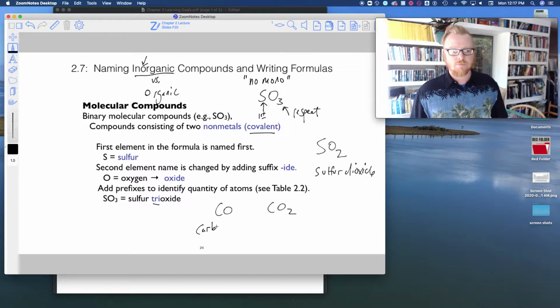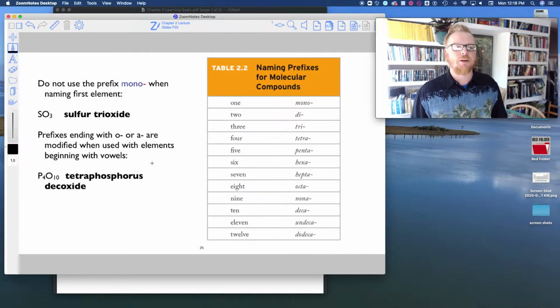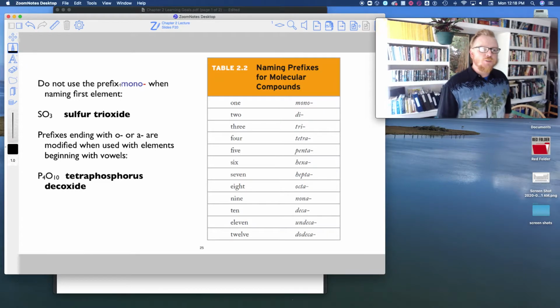So now what about these two? Carbon monoxide, not monooxide. You know carbon monoxide, the stuff that comes out of your tailpipe. Don't suck it in. What about CO2? Carbon dioxide. And sorry, I'm writing these all together. These are 2 words. Carbon dioxide, carbon monoxide. So let's go to this other example here. Do not use the prefix mono when naming the first element, like I just said.